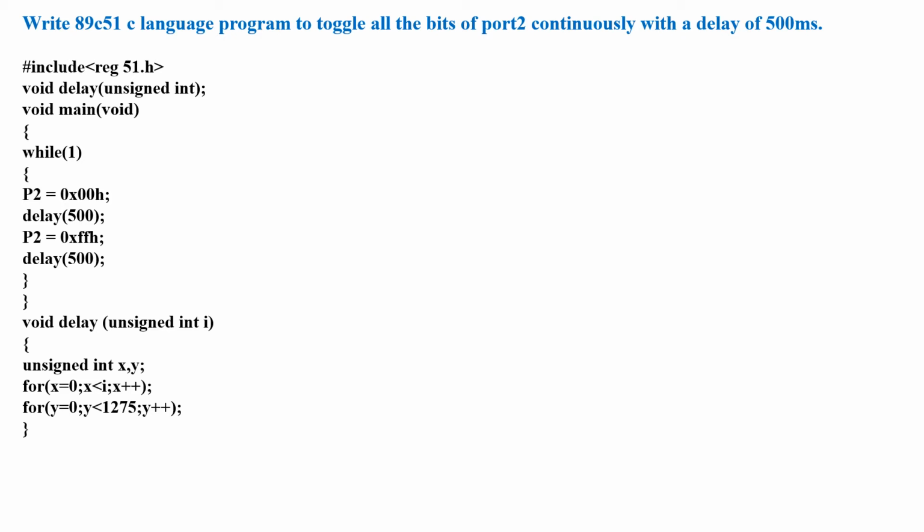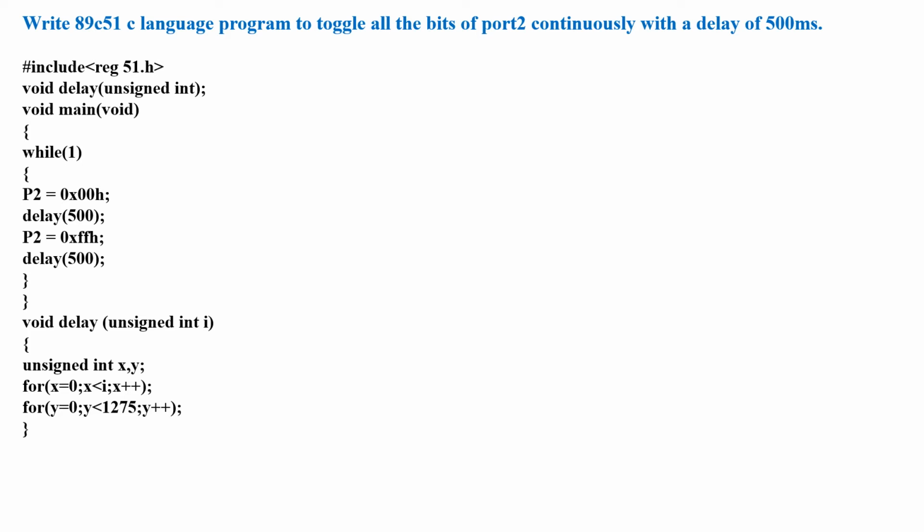Now the delay program we have to write. Delay functions can be written as void delay. This 500 value is of type unsigned integer, so you put the value here as unsigned integer i. Then to initialize the delay function, we declare unsigned integer x and y.